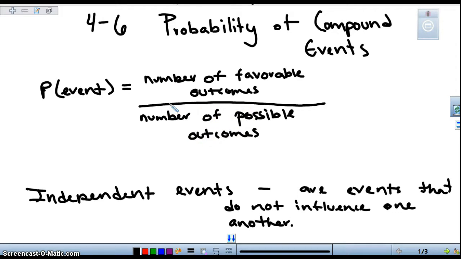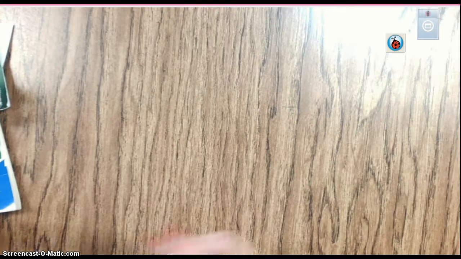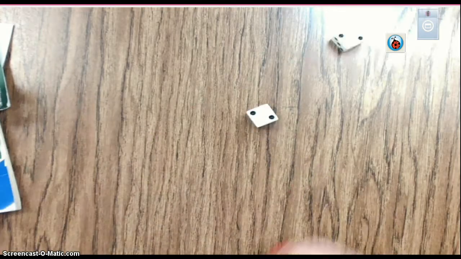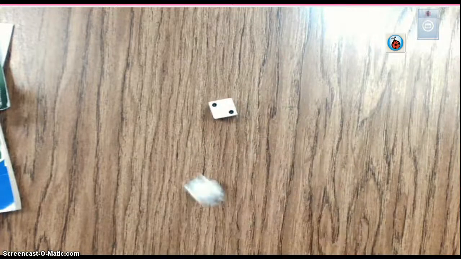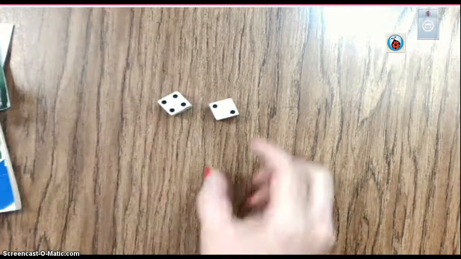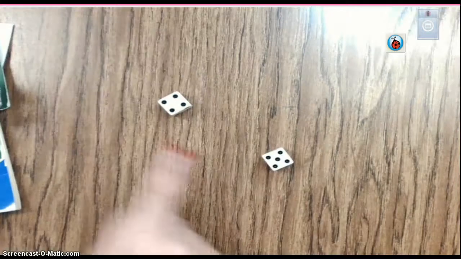Yes or no? Okay, so today in compound events we will have independent and dependent events. So let's start by talking about the independent events. Independent events are events that do not influence one another. For example, rolling two separate dice would be independent events. Rolling one dice and what I get in that dice does not affect what I roll on the second dice. They're independent events.